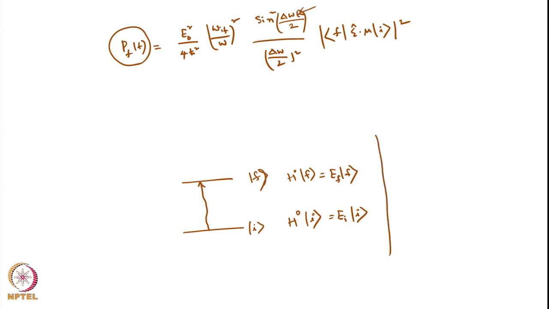Let us look at the possibility that there is an initial state I, which is the ground state, well separated, but there is a final state F which is in between many, many such states. So state F is embedded in a density of states. It is not a cleanly separated state. Now let us think of the hydrogen atom.